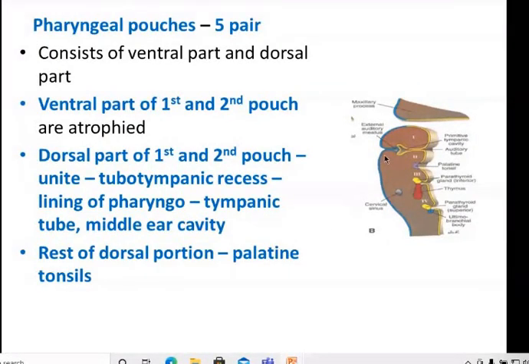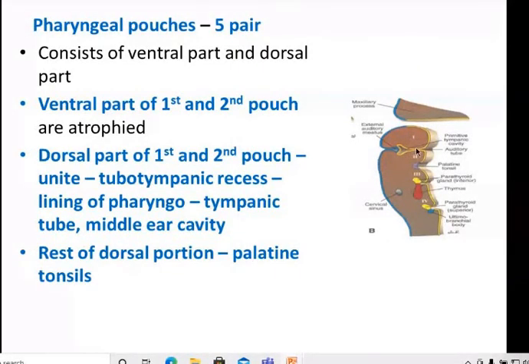Of the pharyngeal clefts only one remains, the rest all disappear. Now coming to the pharyngeal pouches, over here you can see that the pouches are endoderm. These arches are lined internally by endoderm, and the groove between them is known as the pharyngeal pouch. Again you can see the 5 pairs of pouches, 1, 2, 3, 4, 5. Each consists of a ventral part as well as a dorsal part.